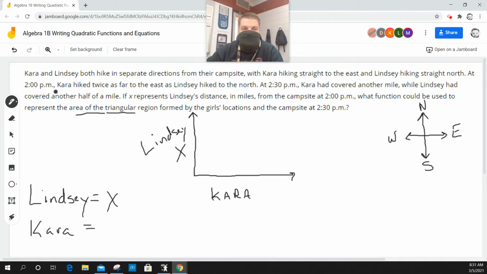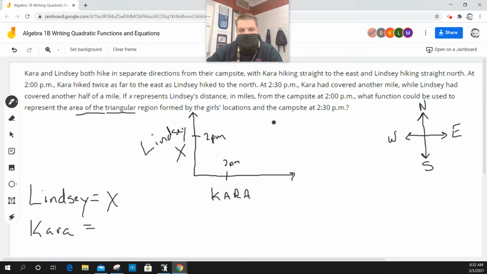So let's reread it again. It says Kara and Lindsay both hiked in separate directions from their campsite. Kara went straight east and Lindsay hiked straight north. At 2 p.m., Kara had gone twice as far as Lindsay to the north. At 2:30, Kara covered another mile while Lindsay covered another half mile. So let's talk about this. At 2 o'clock, I'm just going to make a little mark here. This is 2 p.m. and this is 2 p.m.